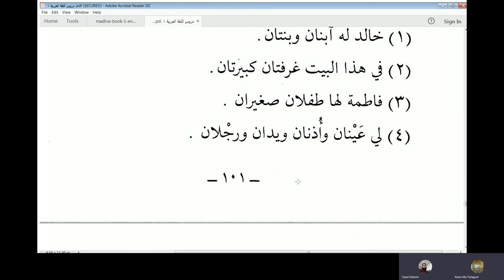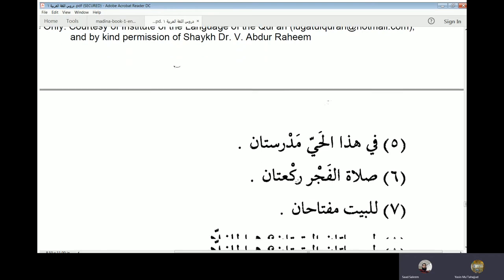Okay, then fi hadhihi al-hayat madrasatan. Fi hadhihi al-hayat, madrasatan. In this area are two schools. Good. In this area, two schools. Salatan. Salatul Fajr, rakatani. Salatul Fajr is two rakats.